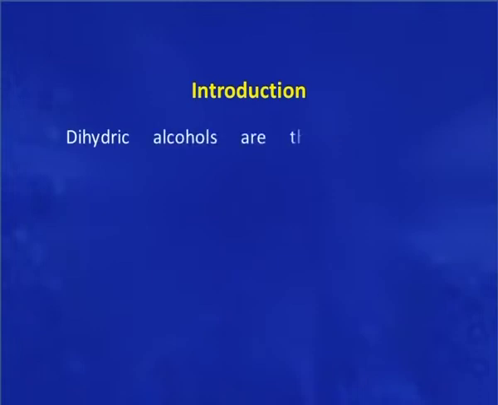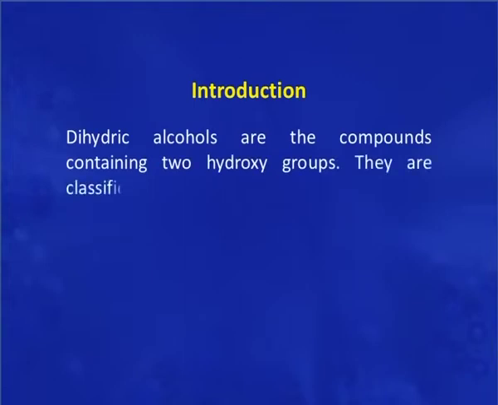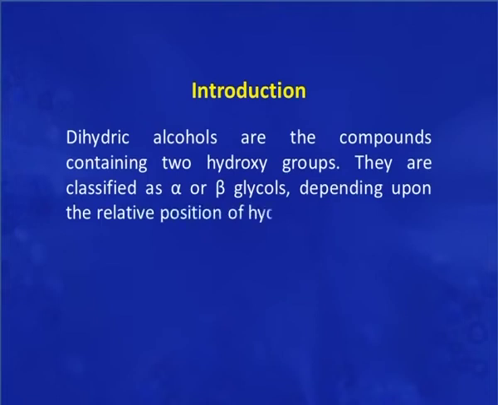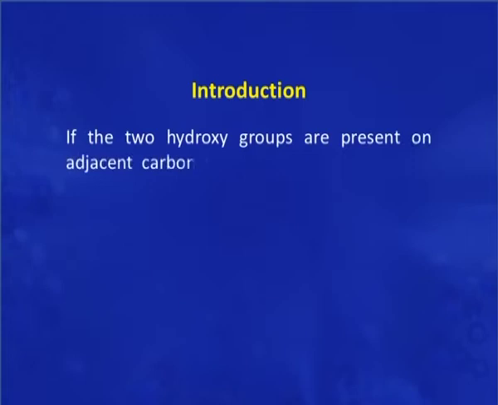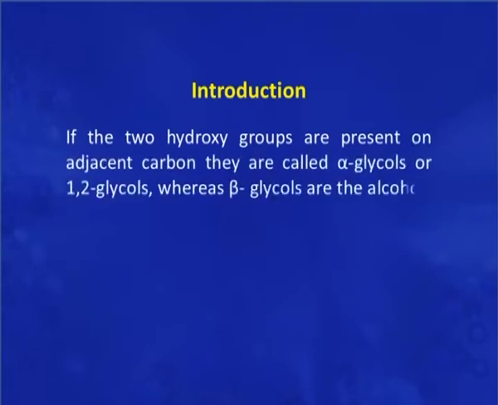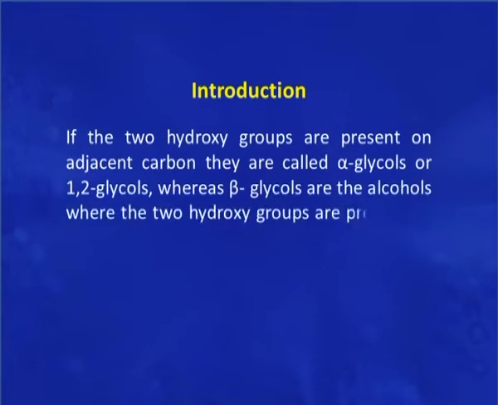Dihydric alcohols are classified as alpha glycols or beta glycols depending upon the relative position of hydroxy groups. If the two hydroxy groups are present on adjacent carbons, they are called alpha glycols or 1,2 glycols, whereas beta glycols are the alcohols where the two hydroxy groups are present on relative 1 and 3 positions.